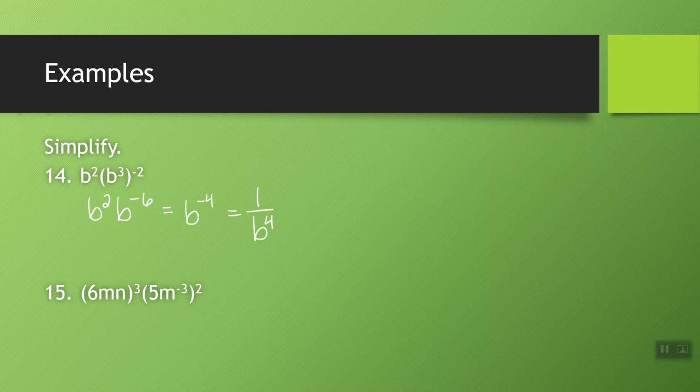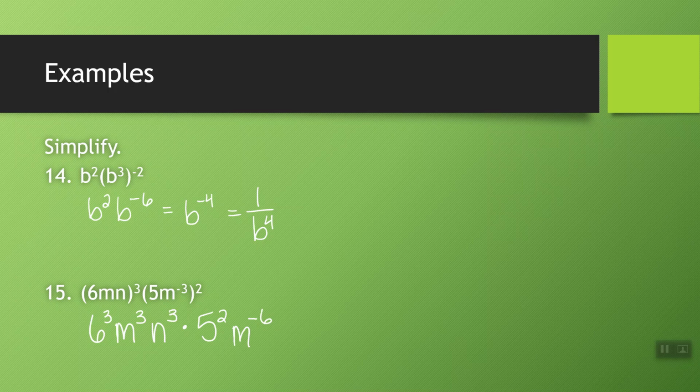6mn all to the 3rd power, times 5 squared, m to the negative 6th. Everything is being raised to the 3rd power. If I want to just write it like this first before I try to evaluate, I can do that. Everything's being raised to the 3rd power. They all have exponents of 1. 1 times 3 is 3. Then we're multiplying that by 5 squared, m to the negative 6th.